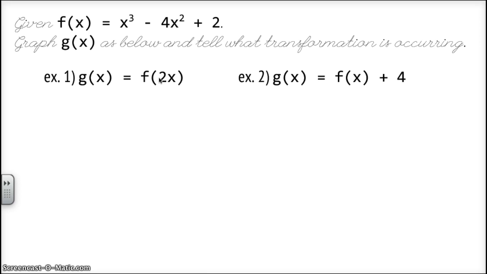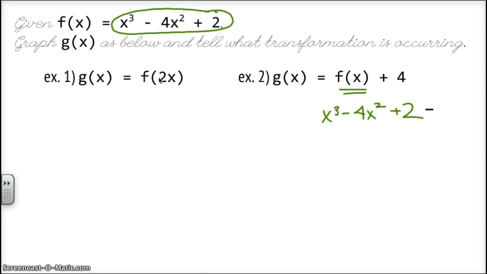Let's look at that second one. f of x plus 4. This one's a little bit easier to work with, right? This f of x is totally the same as this f of x up here. I'm going to add that plus 4 on the end. That makes this one pretty easy to look at. Here's our new function.